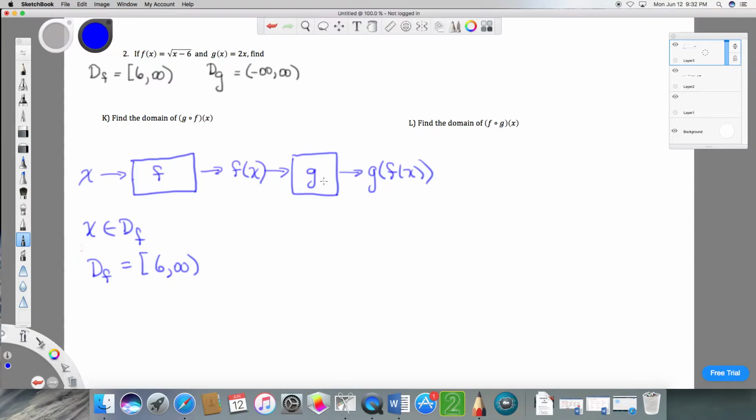Now, the output of f has to be in the domain of g. But g wasn't very picky at all. The domain of g is all real numbers. So any output of f is going to be fine as input for g. So the domain of this function composition turns out to simply be the domain of f, that first function. This g didn't add any other restrictions. So we have g composed with f, the domain of this being 6 to infinity. And here's our answer for part K.